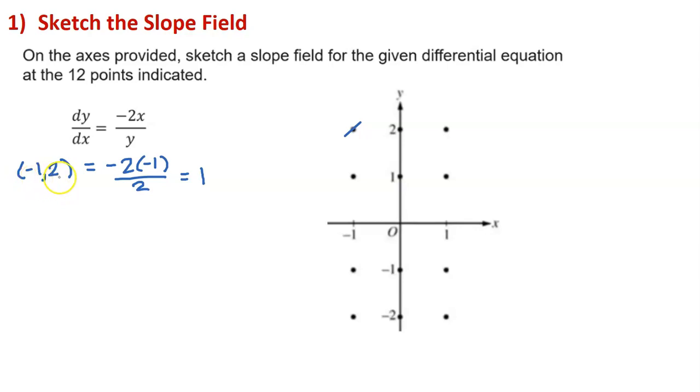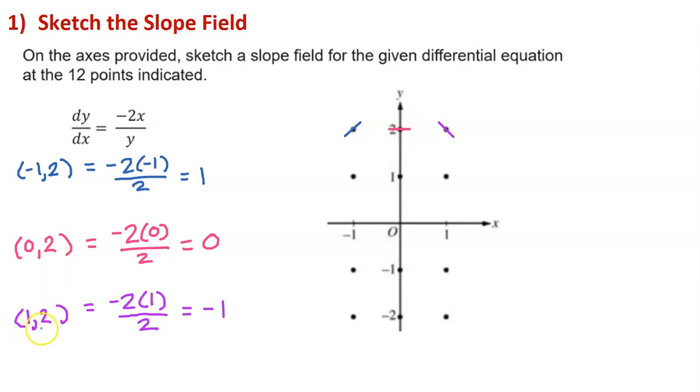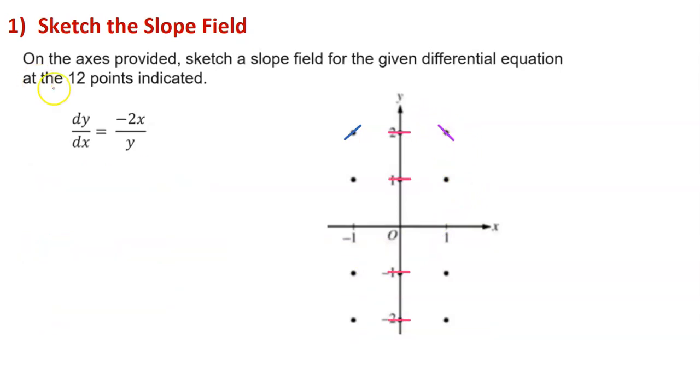At the point (-1, 2), the slope equals 1. So we should have a rising slope at a 45-degree angle. At the point (0, 2), the slope is 0, so we should see a horizontal slope. At the point (1, 2), the slope equals -1, so we should see a decreasing slope at a 45-degree angle.